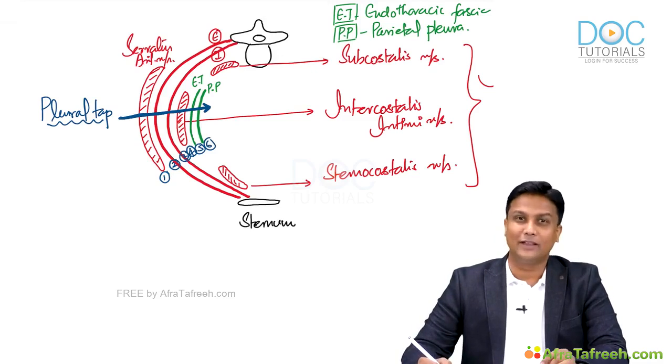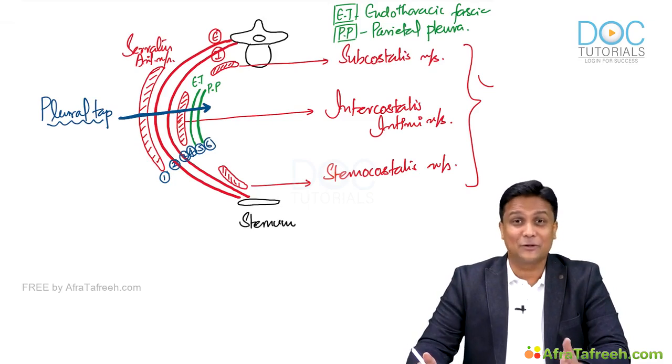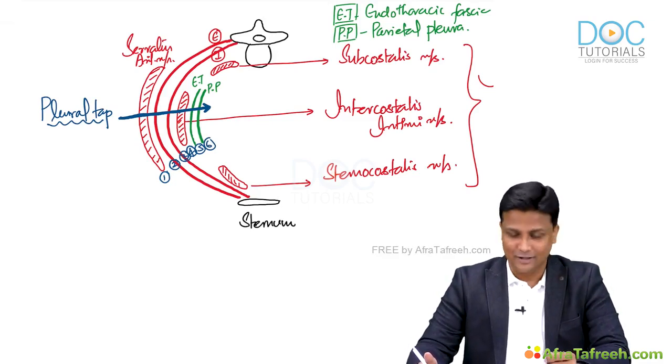And please don't go beyond that. If you take your needle beyond that, there is the visceral pleura, and the visceral pleura is closely adherent to your lung and you will be damaging the lungs. That's dangerous. Okay. So these are all the structures crossed by the needle in the pleural tap.